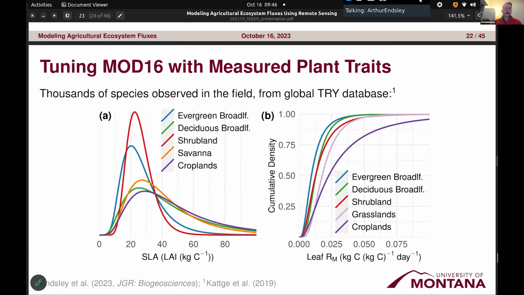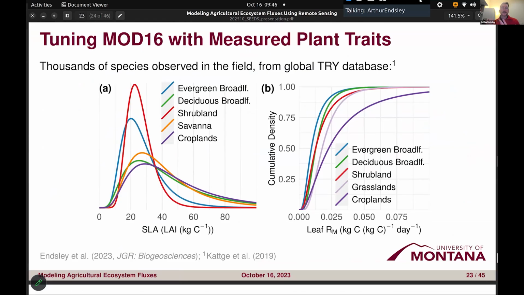So how did we do that? Well, we combined Mod 16 with measured plant traits. This is actually an example from Mod 17, which I'll talk about in a moment, but we did the same thing to improve these models because these are physical models. One of the other advantages of process-based models is that they're capable of incorporating parameters that you can measure in the field. So specific leaf area is a parameter in Mod 17, for instance. We can go and measure that in the field, and that can inform and improve our model.